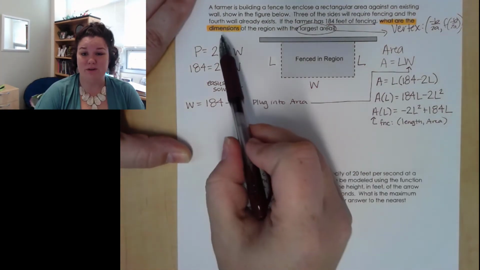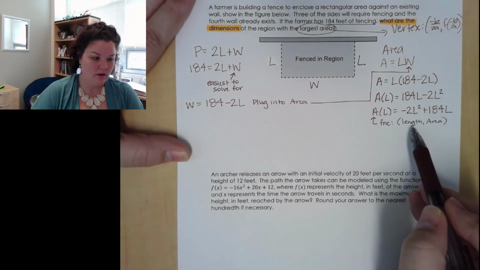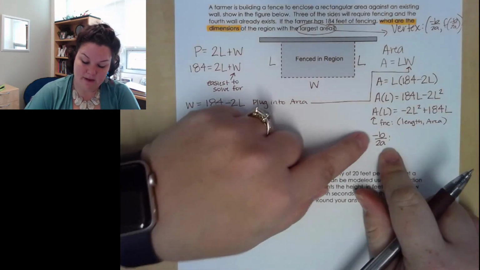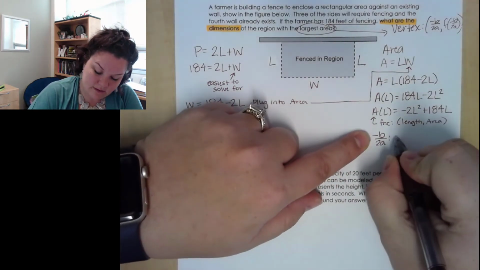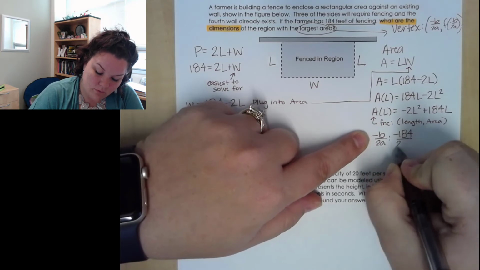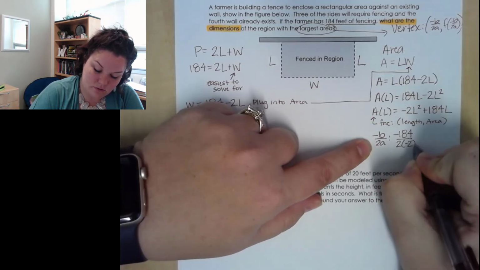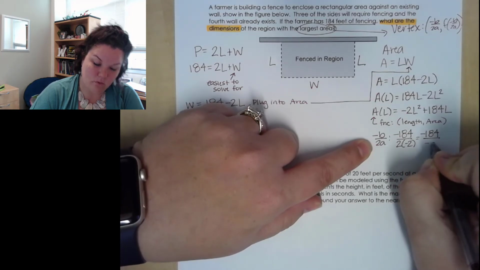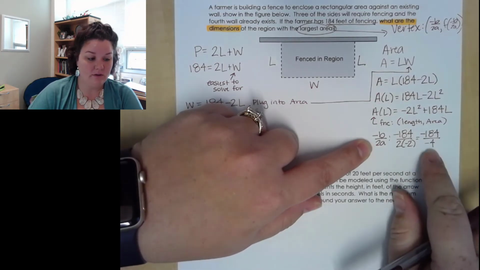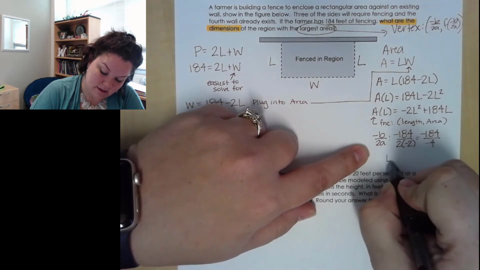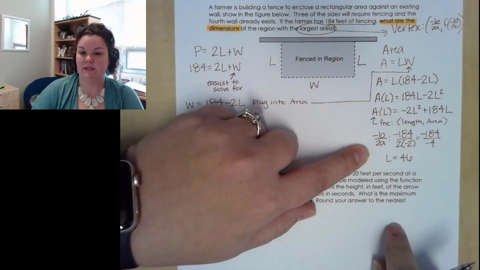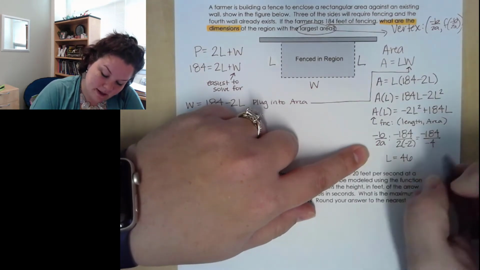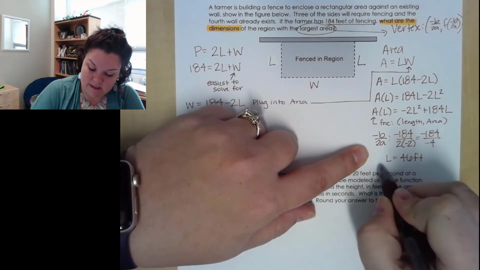So the first thing we need if we want to know the dimensions is we definitely need to know length, right? So I'm going to go ahead and do negative b over 2a. So my b is 184. So if I do negative b, I get negative 184 over 2 times my a, which is negative 2. So I get negative 184 over negative 4. And when I divide those two, I get a positive 46. So that means L equals 46. Okay. And notice here it says our fencing is in feet. So that means that our length is 46 feet.